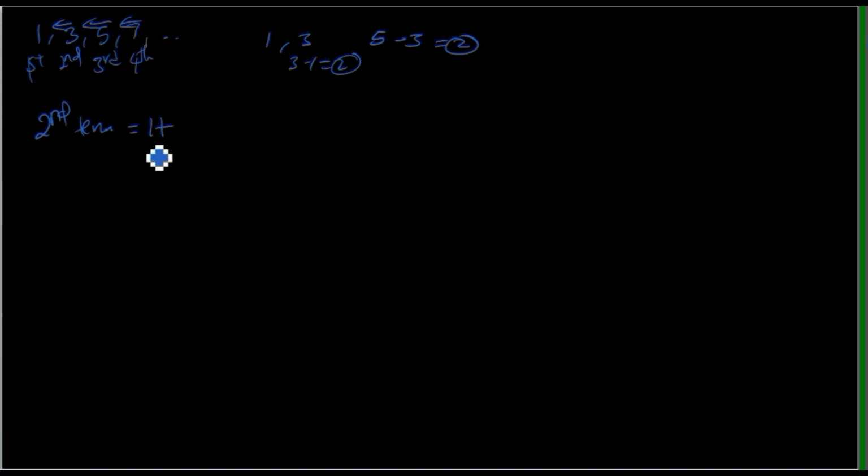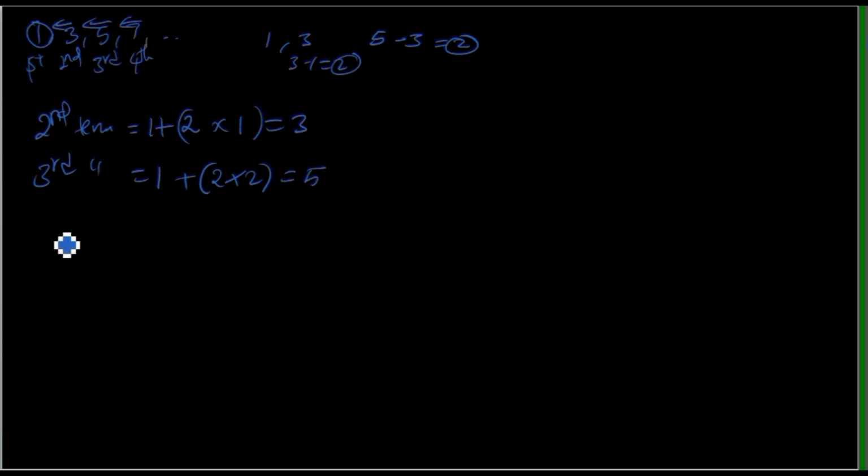So in the second term, you take the 1, which is in the first term, you add to the common difference. So that common difference is 2 times 1. So 2 times 1 is 2, you add to 1, you get 3. The third term, you take the same 1, add to 2 times 2, which will give you 5. The fourth term is 1 again, you add to 2 times 3, which gives you 7.